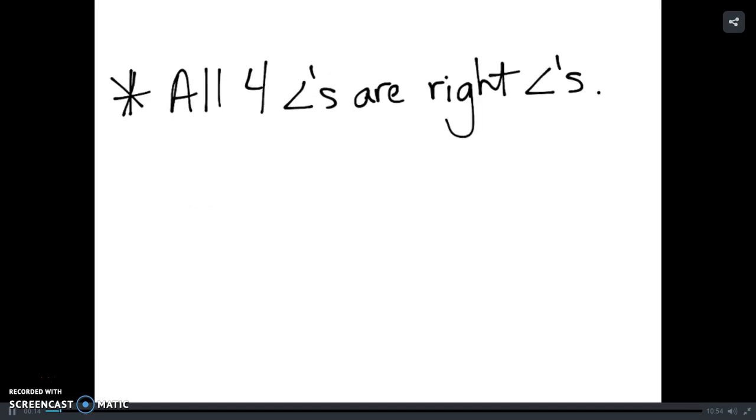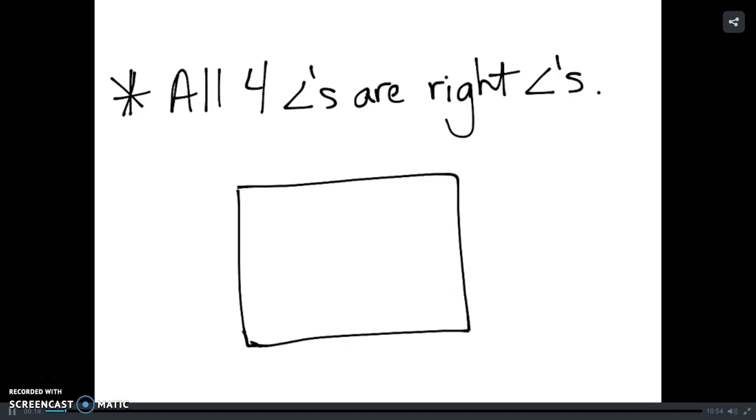Okay, so first of all, a rectangle is always going to have 4 right angles. So this is going to be a rectangle. We have to have 4 right angles.